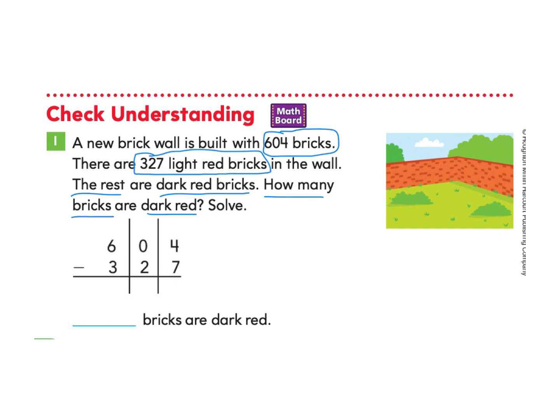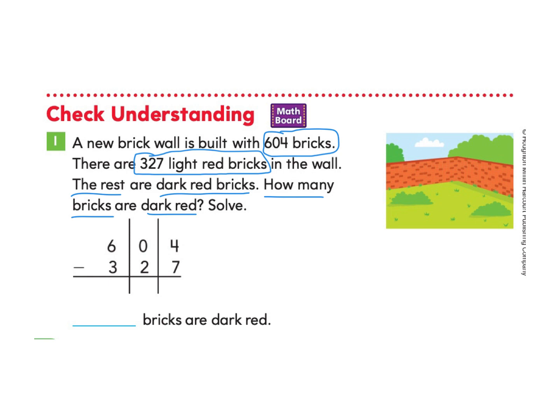Solve. Okay, so we have 604 bricks, which is our number that we're going to be subtracting from. And we are told that 327 are light red bricks. So that number is going to be here. That's what we're taking away from the total amount of bricks. And what we're looking for is how many are the dark red, because we were told the rest are dark red. So let's go ahead and solve this problem.